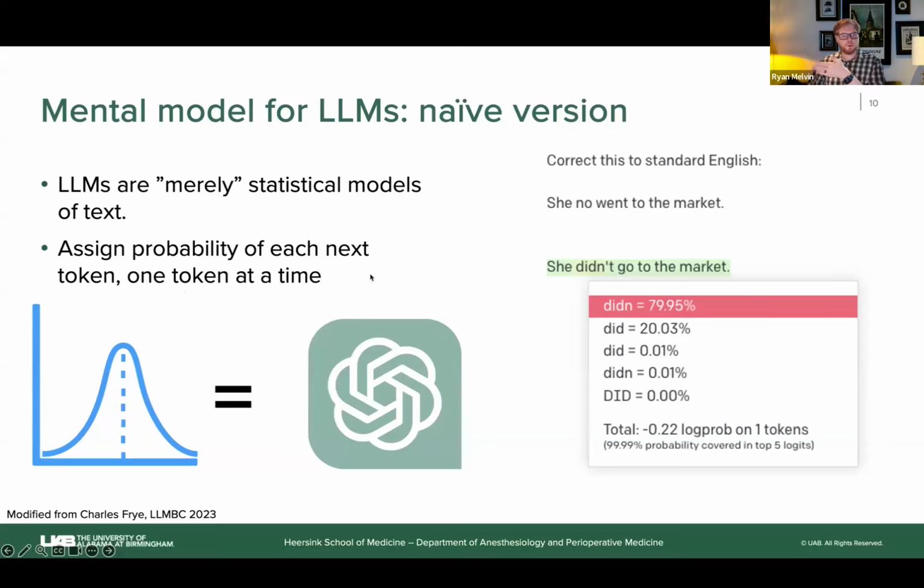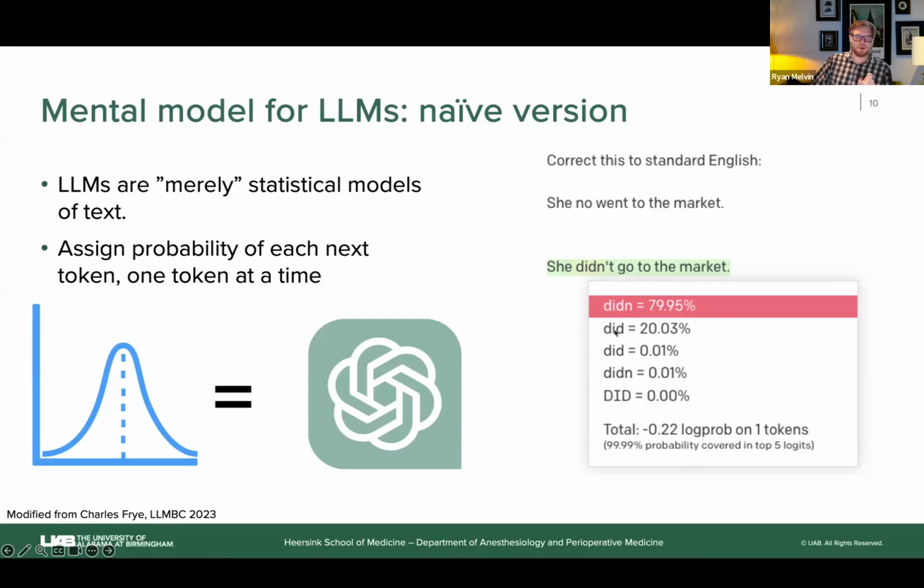And you can actually watch this happen if you go to OpenAI's playground and enter this. The first part was my prompt or my input for a completion: correct this to standard English. She went to the market. I turned on a feature in the playground that said I would like to know the probability of every token that you generate. And it generated, "She didn't go to the market." And then I can hover over any one of these and know the probability of that token. So for example, it thought that "didn" was about 80% probable, and it thought that "did" was about 20% probable.